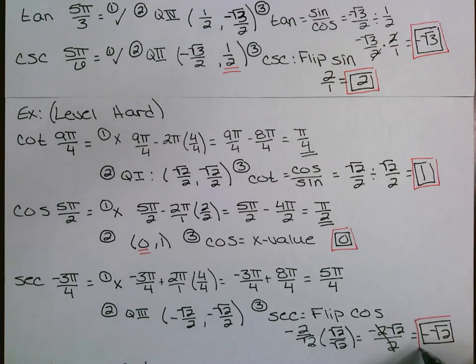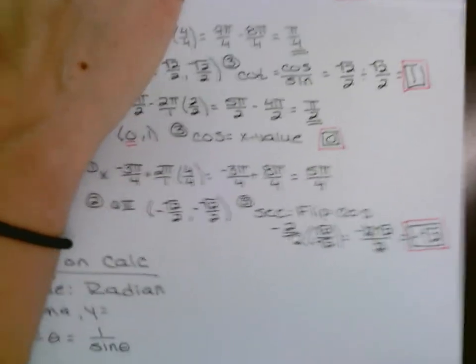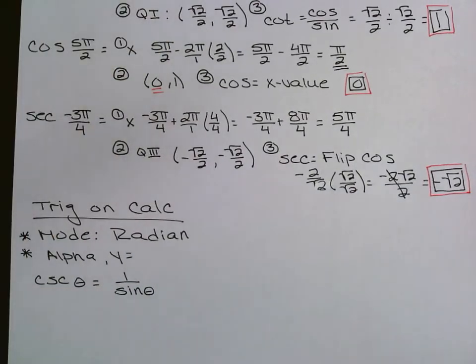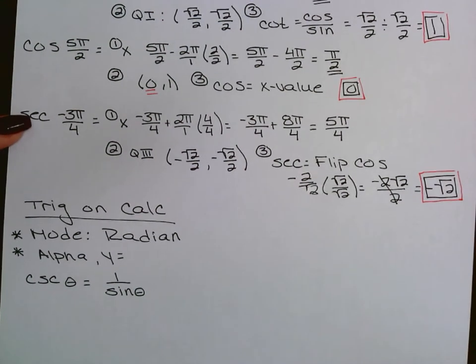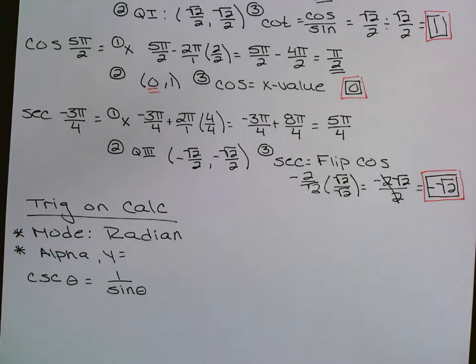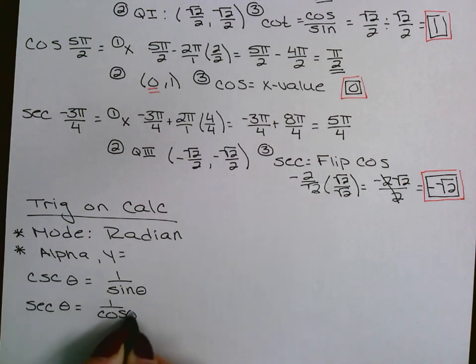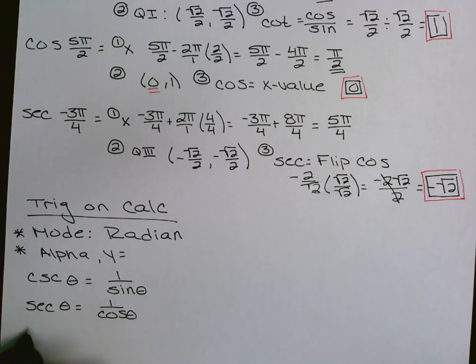Okay? Very last thing for today. Not every value will exist on the unit circle. So when that happens, I'm going to let you use your calculator. For starters, your mode needs to be on radians. I'll show you right now.